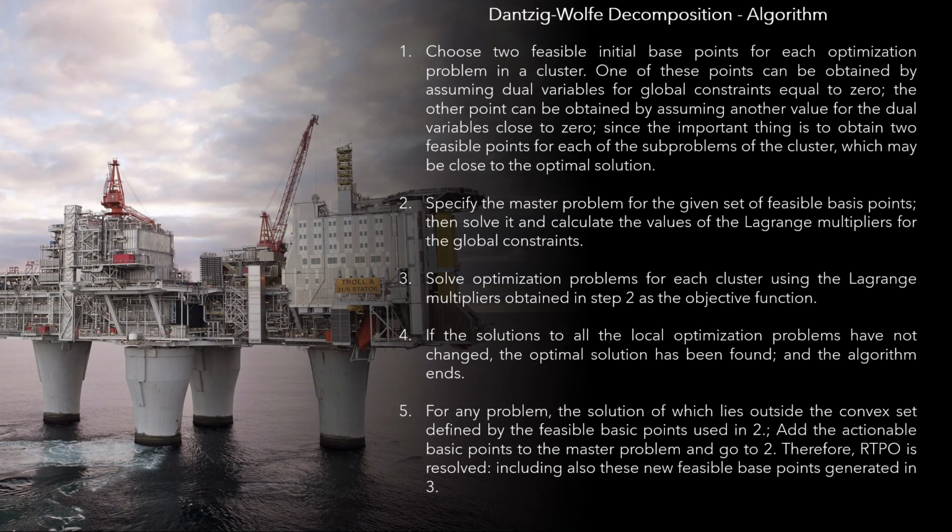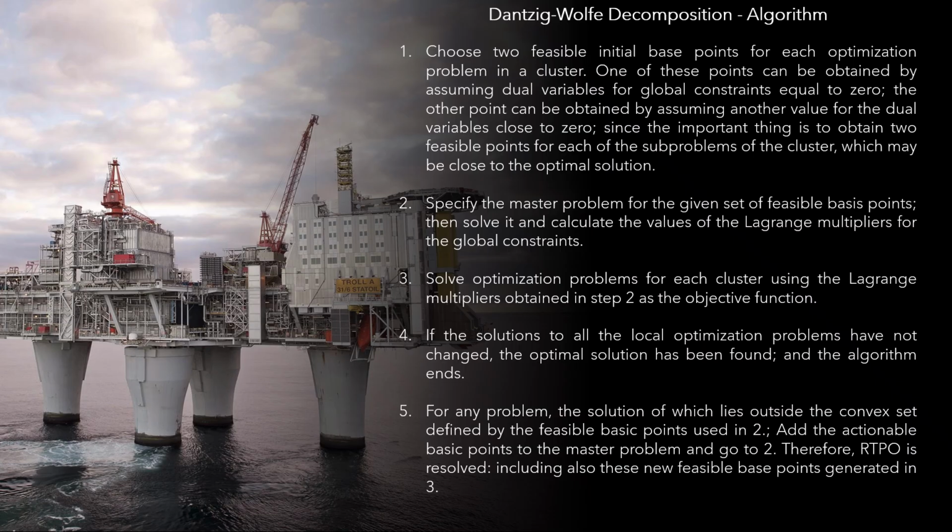Dantzig-Wolfe decomposition algorithm. 1. Choose two feasible initial base points for each optimization problem in a cluster. One of these points can be obtained by assuming dual variables for global constraints equal to 0. The other point can be obtained by assuming another value for the dual variables close to zero, since the important thing is to obtain two feasible points for each of the subproblems of the cluster, which may be close to the optimal solution. 2. Specify the master problem for the given set of feasible basis points, then solve it and calculate the values of the Lagrange multipliers for the global constraints.